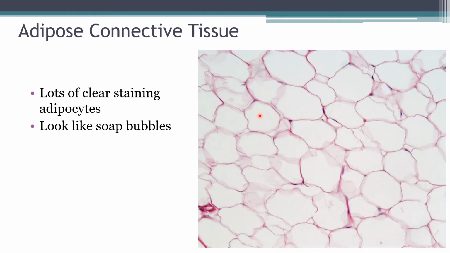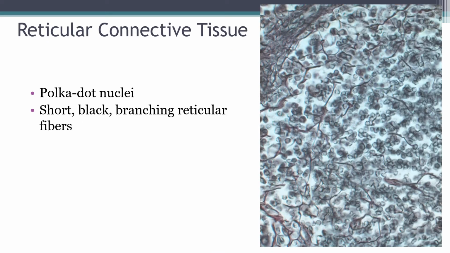It stores so much fat that it pushes the nucleus and all the other organelles to the edges so that you can hardly even see them. Really, mostly what you see when you see an adipocyte is just what looks like a clear circle. So it kind of looks like soap bubbles when you look at this tissue. This is your adipose tissue.